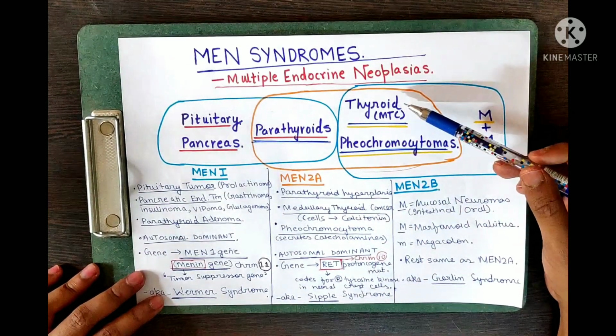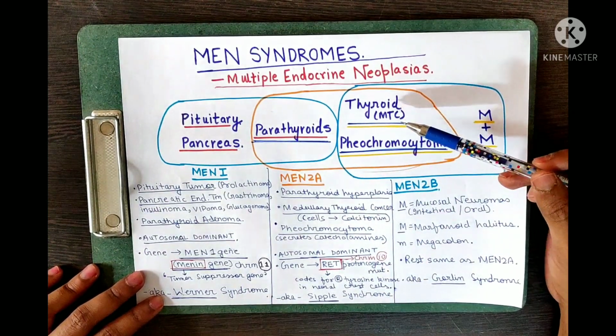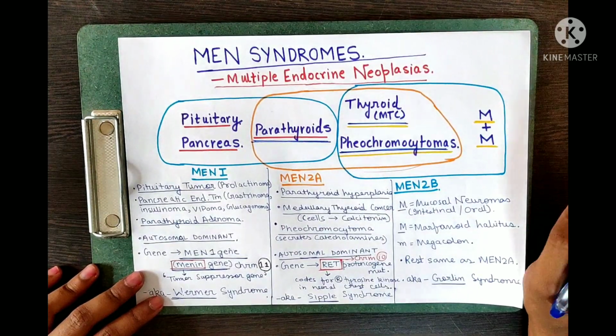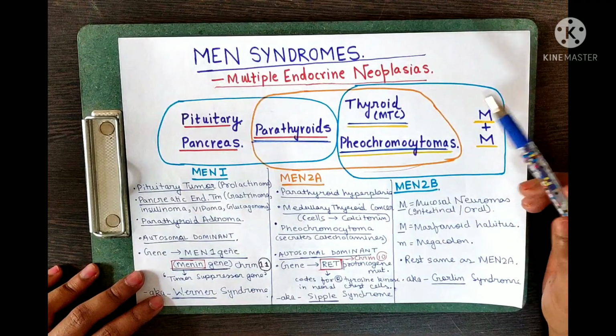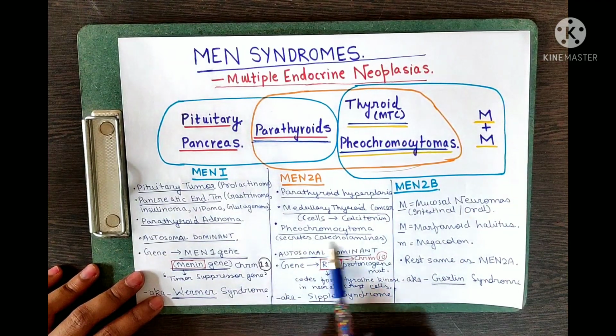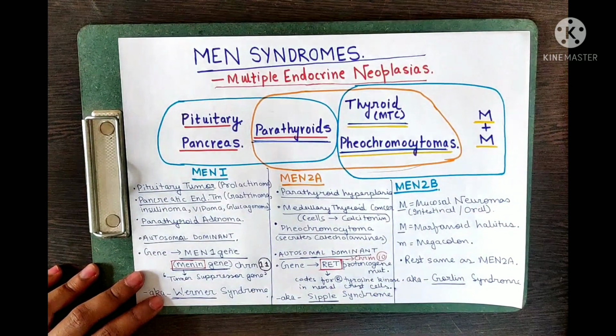Second thing, thyroid. In the thyroid, it causes medullary thyroid cancer. What are medullary thyroid cancers? Medullary thyroid cancers are cancers of the parafollicular C cells, which release calcitonin. And the third one is pheochromocytomas. Pheochromocytomas secrete catecholamines. Again, the inheritance pattern is autosomal dominant.